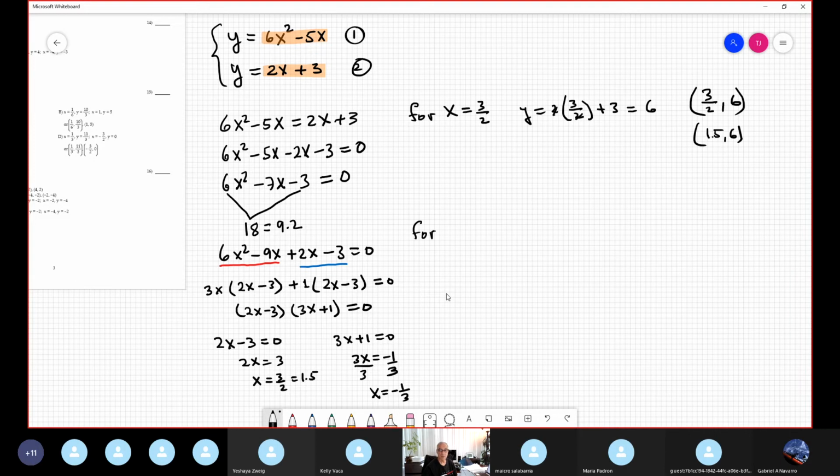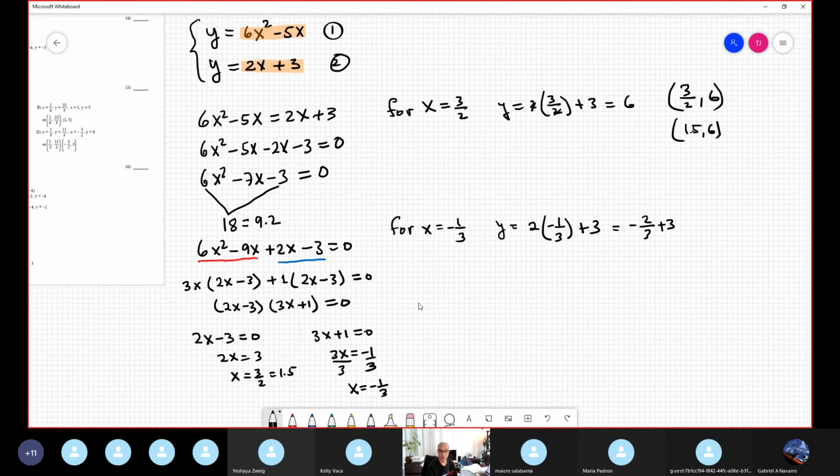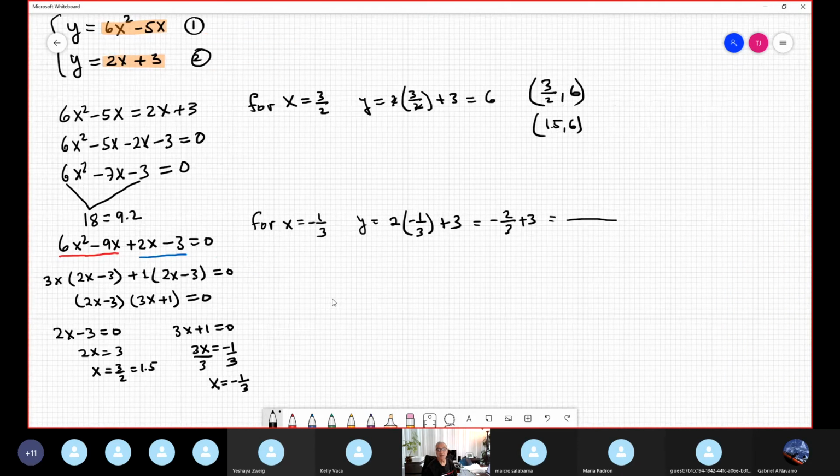And for x equal -1/3, the y value, plugging in again in equation 2, is 2 times -1/3 plus 3. Multiplication is -2/3 plus 3. The least common denominator is 3. So we have -2 plus 9, because 3 times 3 is 9. It is 7/3. And the solution is the point -1/3, comma 7/3.